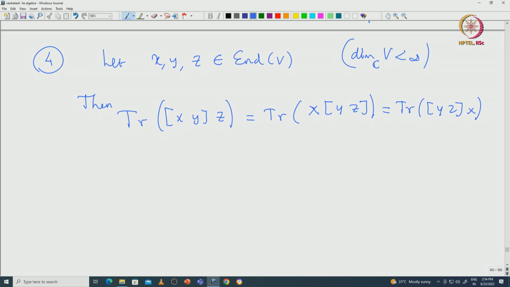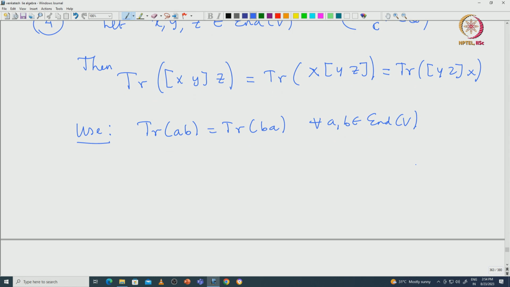So, how do you prove this? You just use the fact that trace of AB is the same as trace of BA, for all A, B inside End(V). Now, I will prove only the first part, and maybe I will leave the second part to you. So, the first part, for example, translates as follows.